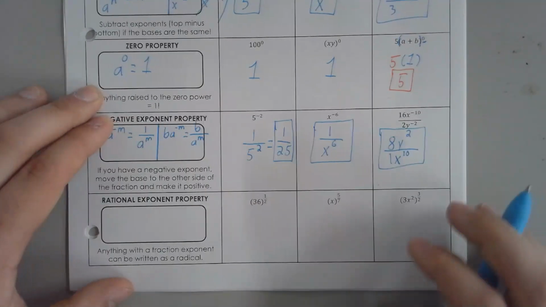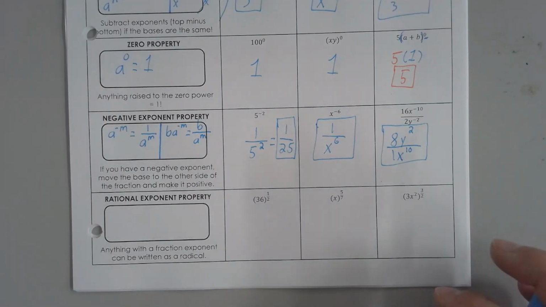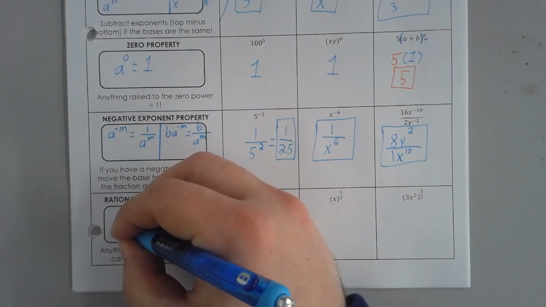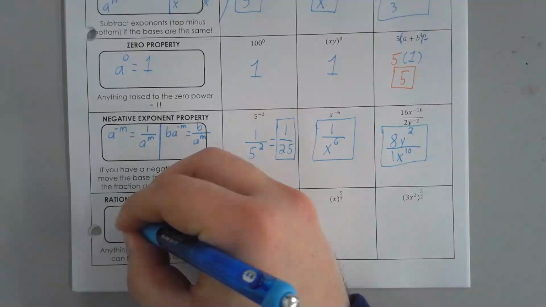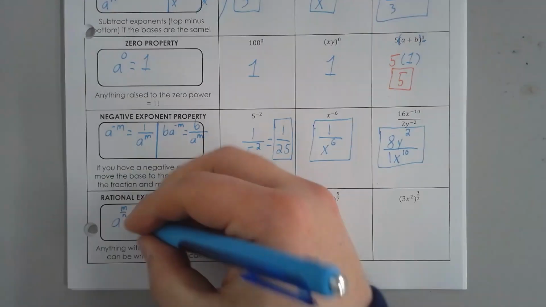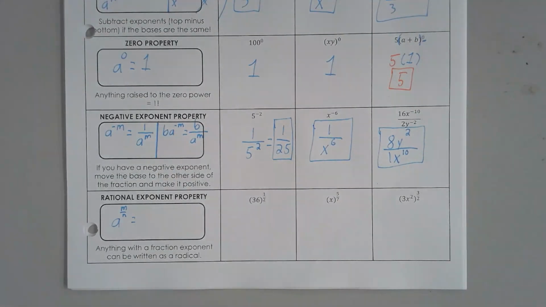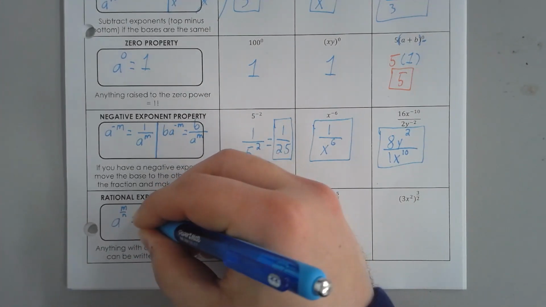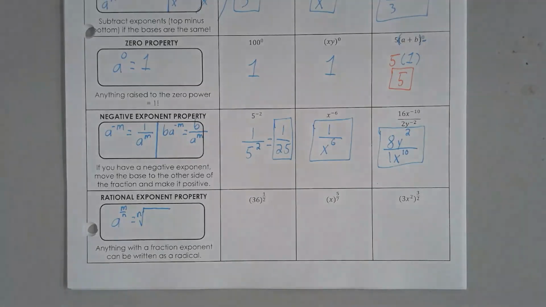Alright, the last one here, called the rational exponent property. So this one, you can have exponents that are fractions. So a to the m over n. And that's going to equal, we're going to call it the nth root. The n just comes from the denominator.